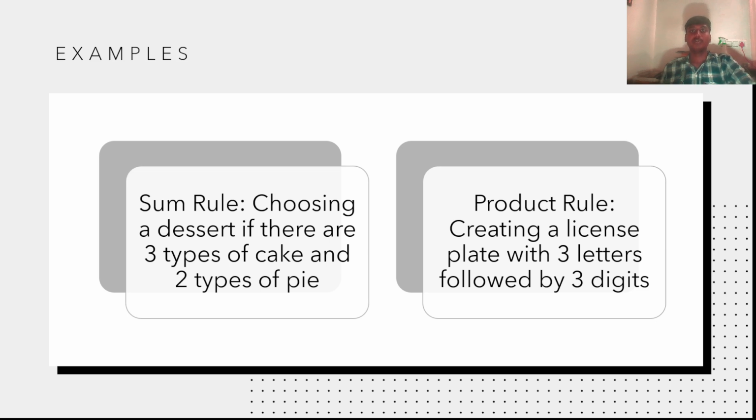And product rule: creating a license plate with 3 letters followed by 3 digits. So it is in a sequence. 3 letters followed by 3 digits. That is, first 3 letters and next 3 digits. That is 3 into 3, that are 9 ways.